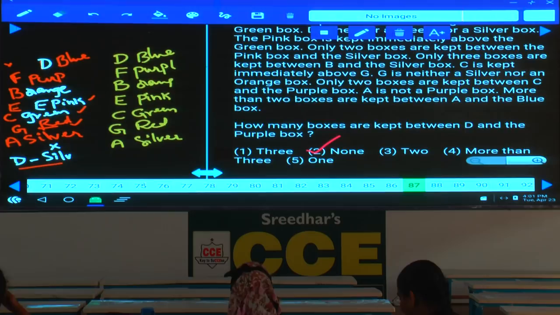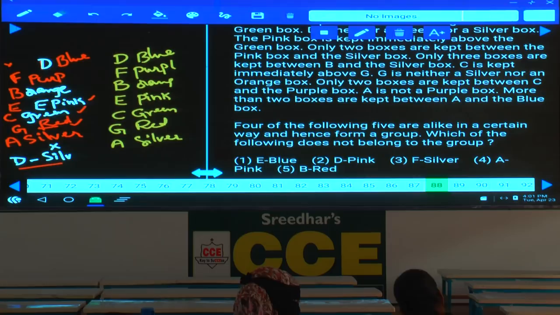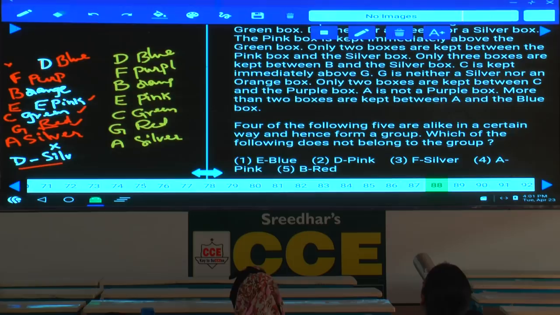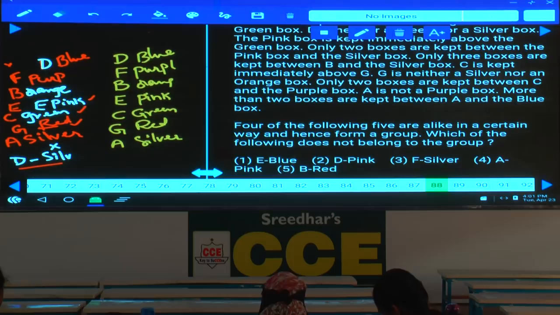Then question number 88, 4 of the following 5 is nothing but an odd man out. E and blue, tell me how many are in between. There are 2 boxes between E and blue. D and pink, again there are 2 boxes. F and silver, how many boxes are there? 1, 2, 3, 4, there are 4 boxes. A and pink, there are exactly 2. And B and red, there are also exactly 2. Then what is your answer here? F and silver, that is choice 3. Question number 88, it is choice 3.